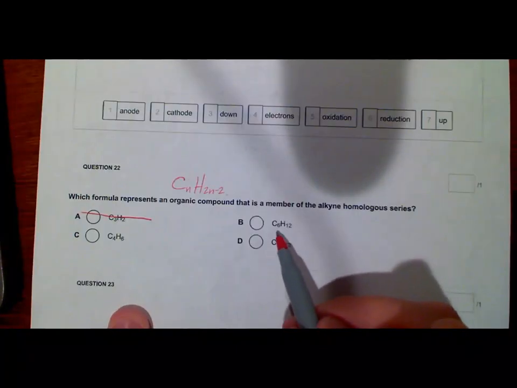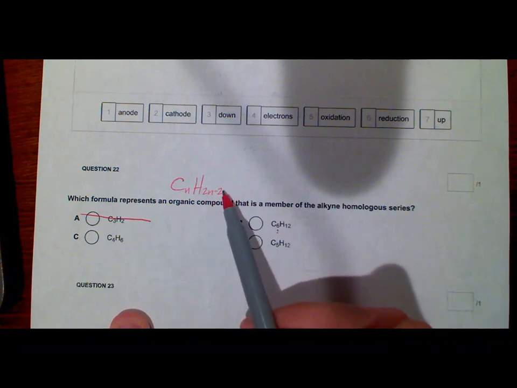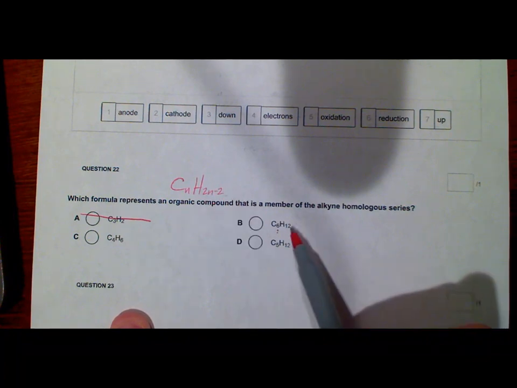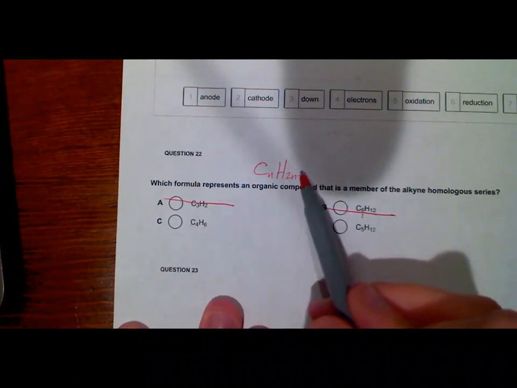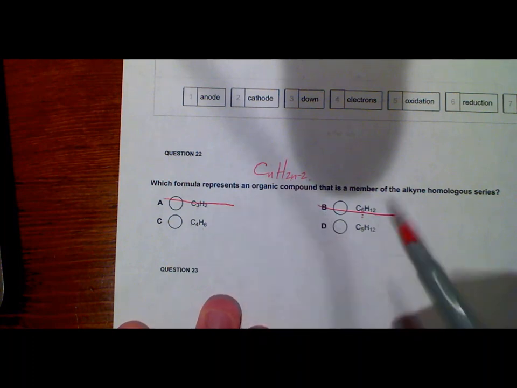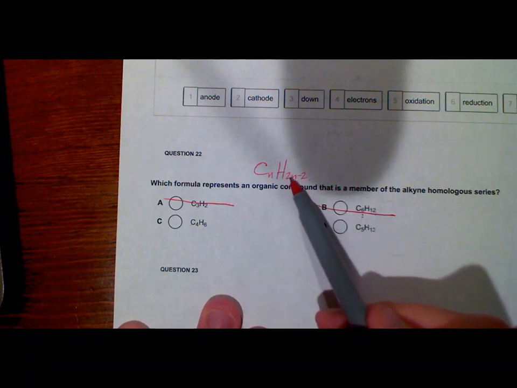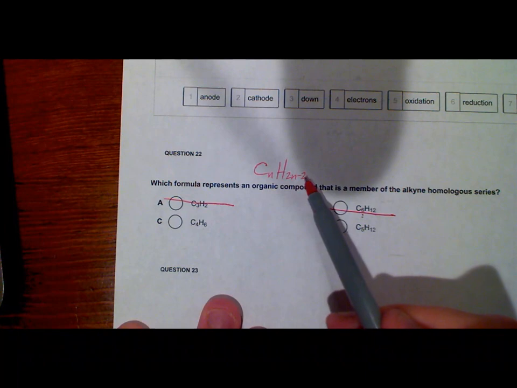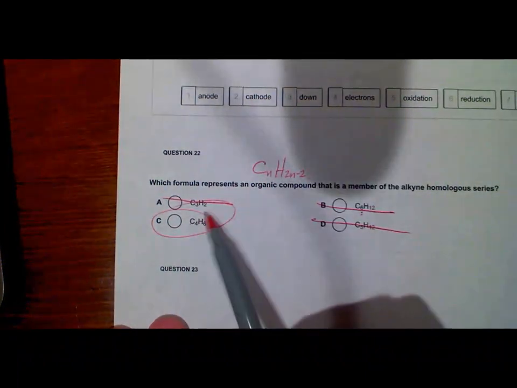C3H2, not enough H's. If we have 6 carbons, twice that number is 12, minus 2, it would be 10 H's. Too many H's. If you have 4 carbons, twice that number is 8, minus 2 is 6 hydrogens. This looks like it's going to be correct. Let's just double check the last one. If you have 5 carbons, 2 times that number would be 10, minus 2 should only be 8 hydrogens. This one says 12. Not going to make sense. There we go. That's the one that follows the ratio for our alkynes.